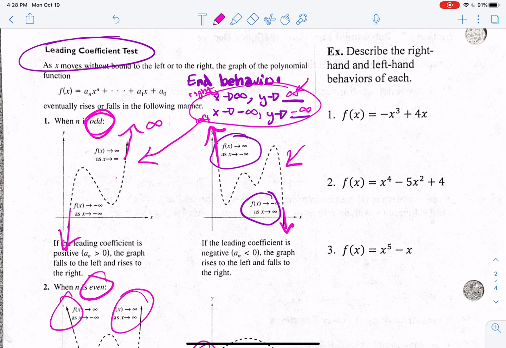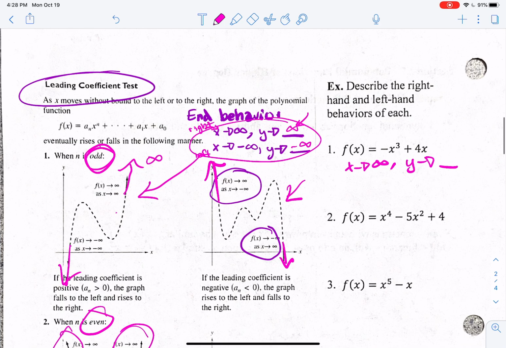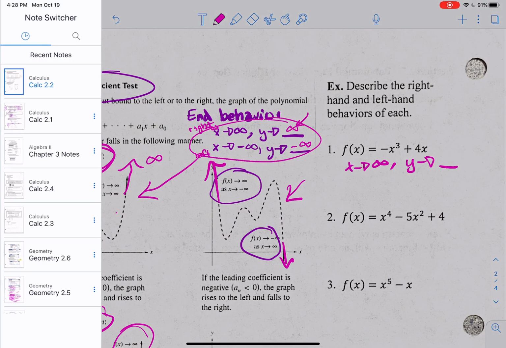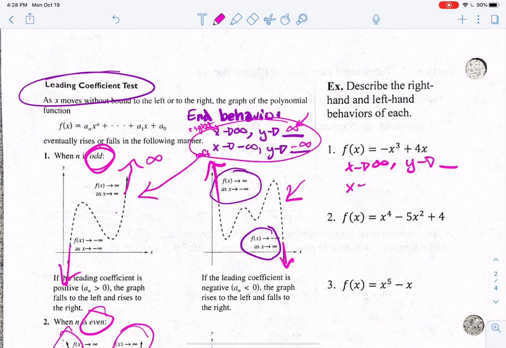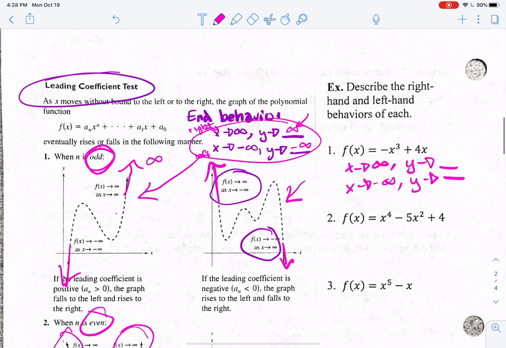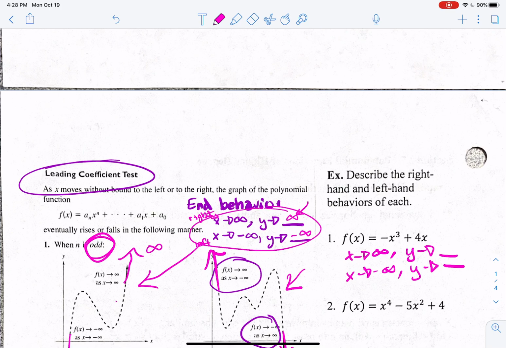So I'm going to start filling out. As x goes toward infinity, what is the y doing? As x goes toward negative infinity, y is going toward blank. Okay, so let's fill those out for all three of these and see what we get.